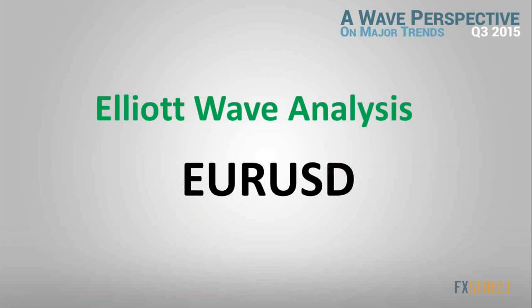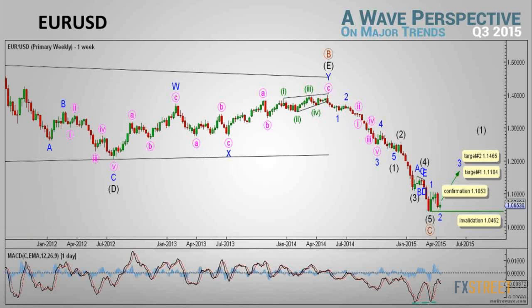We will start by reviewing what we expected from euro-dollar in the last webinar. Back then, euro-dollar had just hit a yearly low and has been declining for almost a year. We expected euro-dollar to reverse directions and move upwards with a first target at 1.1104 and the second target at 1.1465. We mentioned this is to be expected only if euro-dollar moved above its confirmation point at 1.1053.